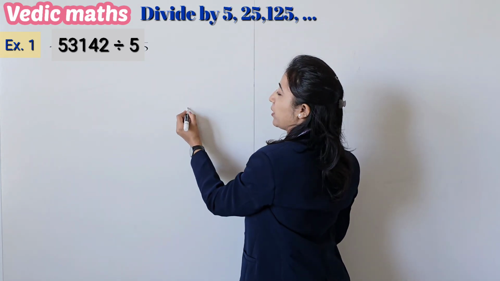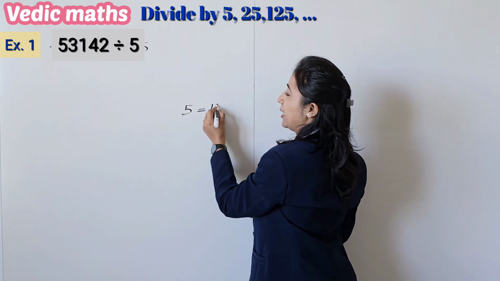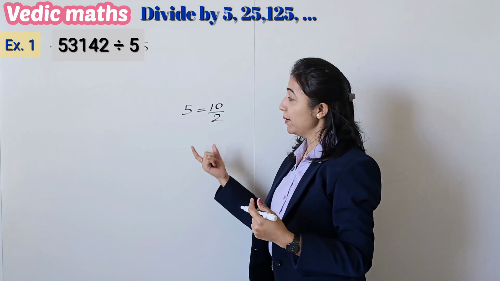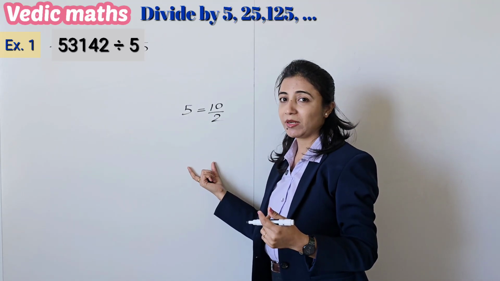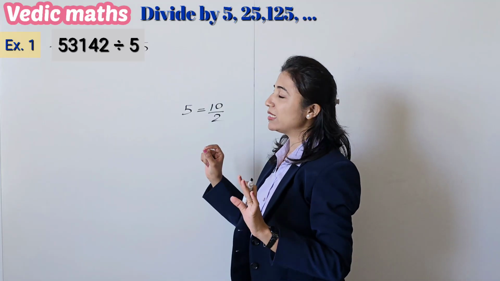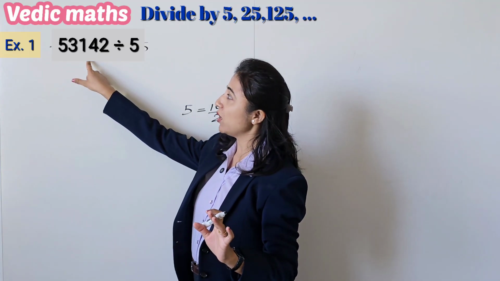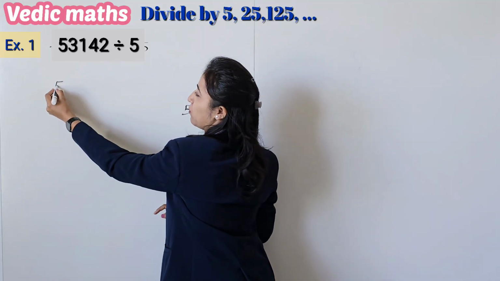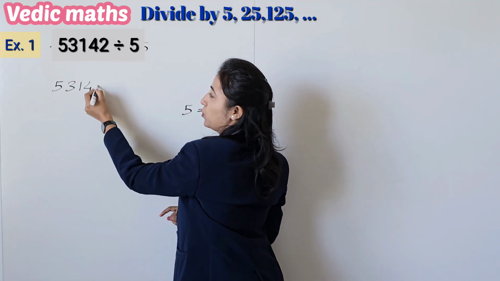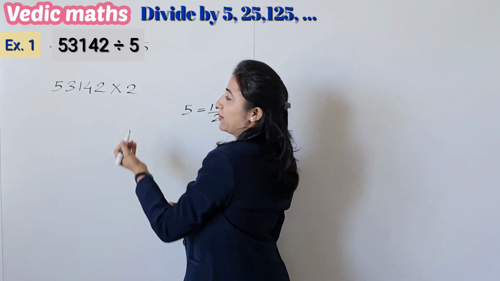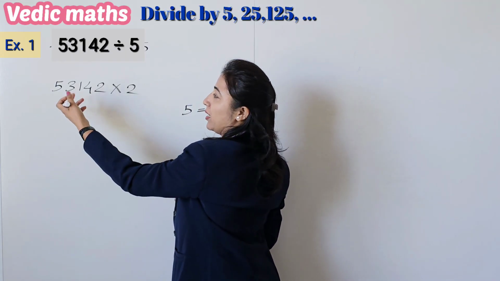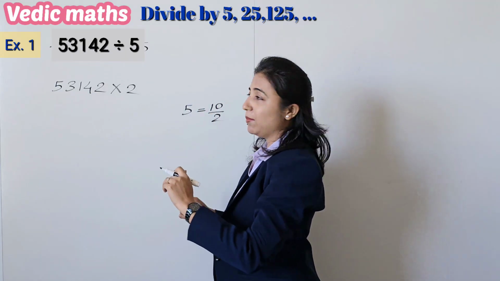So 5 actually we can write as 10 divided by 2, because 10 divided by 2 is 5. As I am explaining how we get this method, that's why it takes time. Otherwise the simple concept is you just have to double this number. Double means you just multiply by 2, or add the same number to itself, so you will get the double of the number.